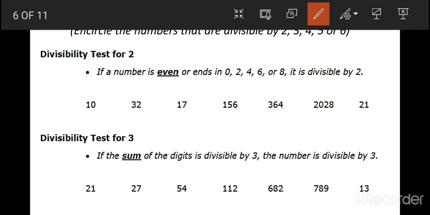All you have to do is just encircle all the numbers that are divisible by 3. Again, 54 is divisible by 3. And the rest of it, I want you to answer. Alright. Now if we're done with this, then let's proceed with the next divisibility test.